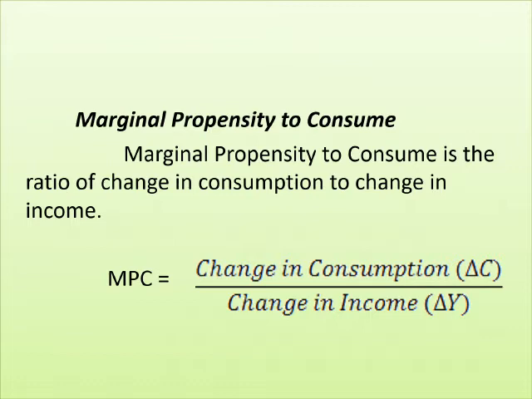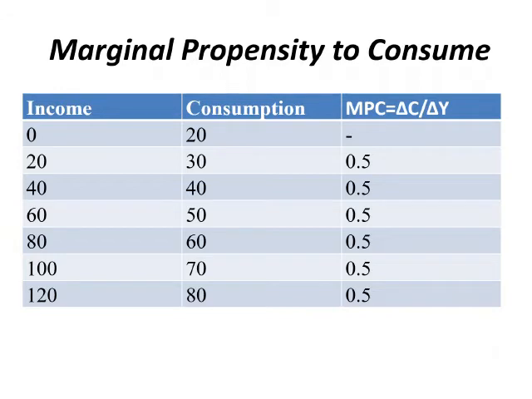Marginal propensity to consume is the ratio of change in consumption to change in income. How can we calculate it? Change in C upon change in Y. In this schedule, change in consumption is 10, change in income is 20, 10 upon 20, 0.5. The value of MPC varies between 0 and 1.